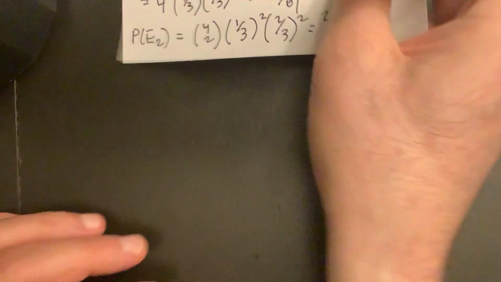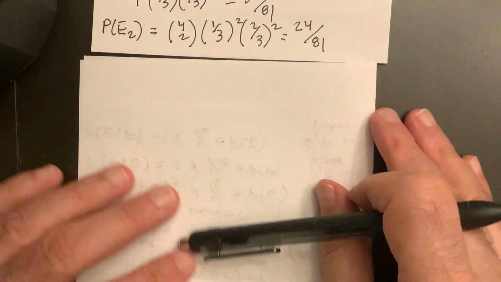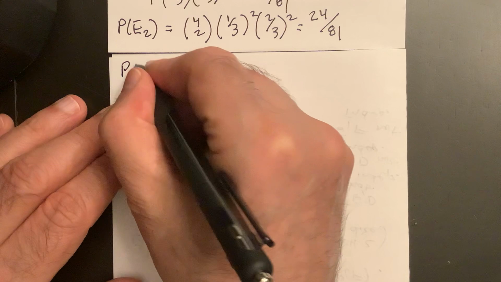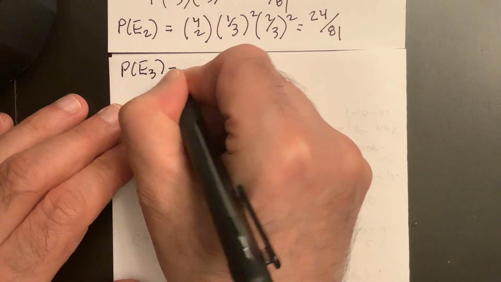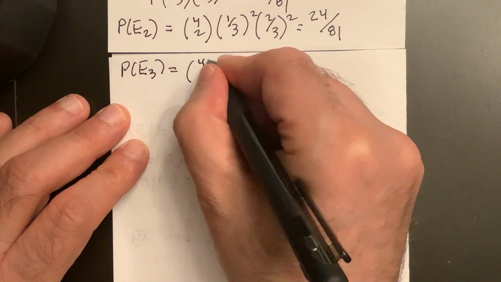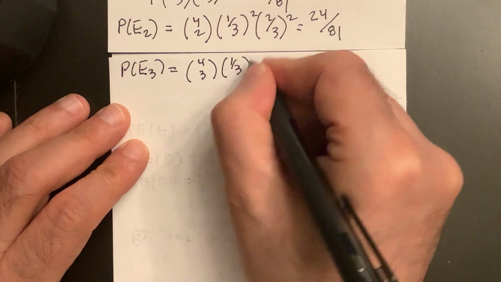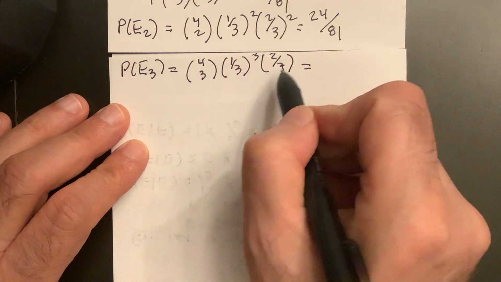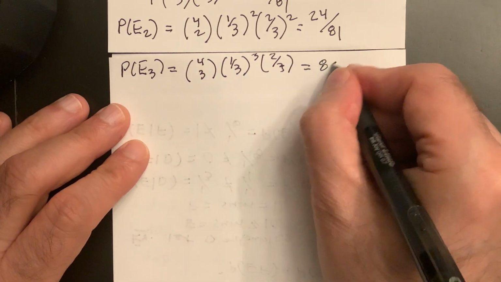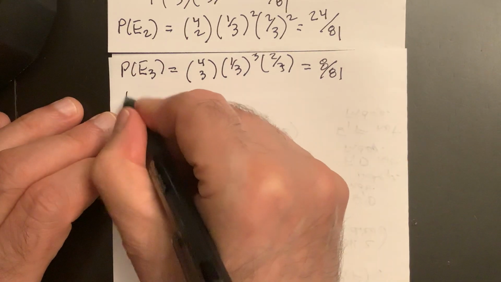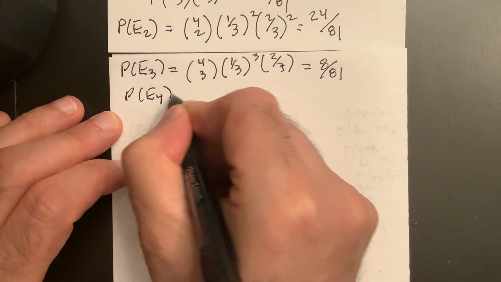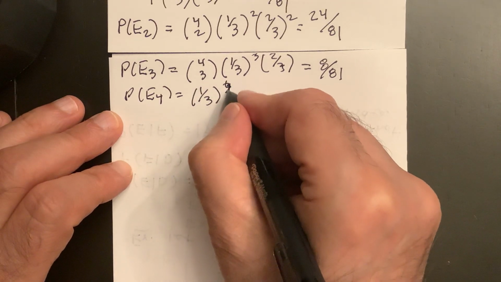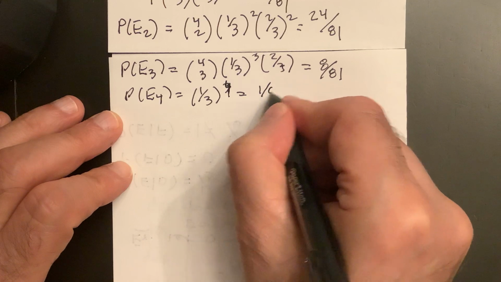Here, I think I can do it here like this. P(E3). I have 4 times 2, so that's 8. And finally, P(E4), only one way, 1/3 to the 4th power. Got to win them all. That's 1 over 81.